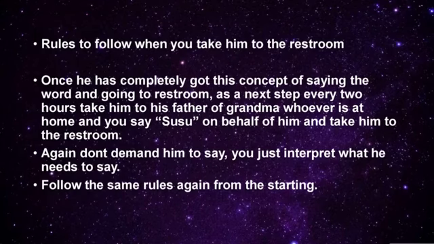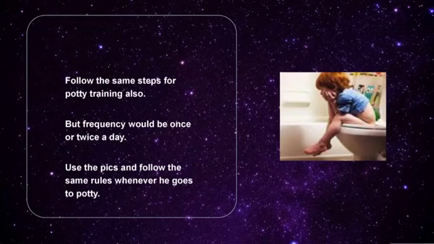Once he has completely got this concept of saying the word and going to the restroom, as a next step, every 2 hours take him to his father or grandma, whoever is at home, and you say susu coming on behalf of him and take him to the restroom. Again, don't demand him to say, you just interpret what he needs to say. Follow the same rules. So whenever he wants to do number one, he has to go and tell somebody. So that's the purpose of modeling that.